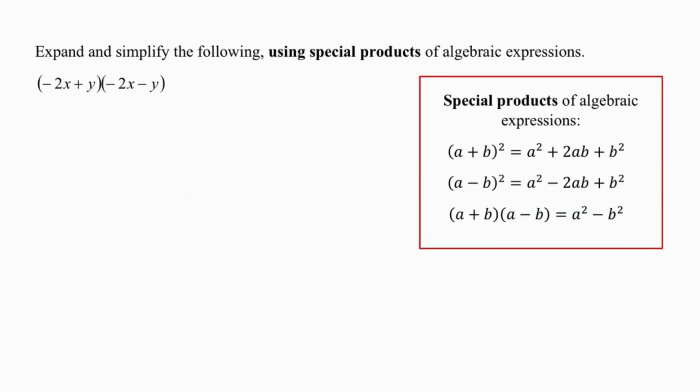Hello everyone, welcome to this video where we are required to use a special product to expand and simplify the following. First and foremost, we have to select the correct special product to make use of. I noticed there's this pattern here. So I saw that a could be my negative 2x. So I'm going to substitute a as negative 2x later, and my y as my b.